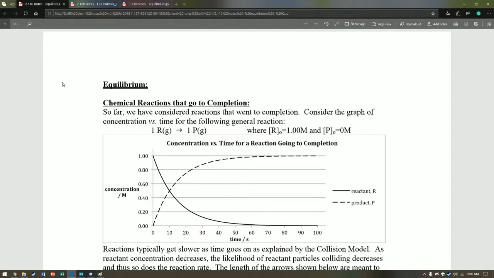Hey guys, welcome back. So today we're going to be talking about chemical equilibrium. So far, we've only considered reactions that go to completion. This isn't always the case. Some reactions will go to what we call equilibrium.